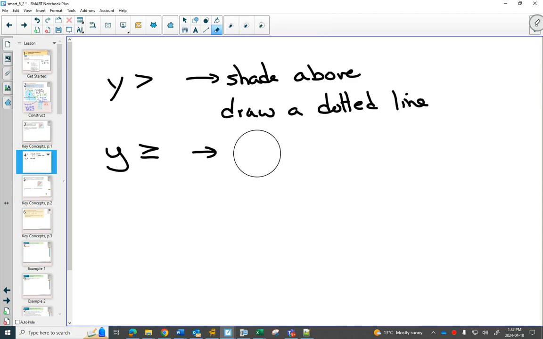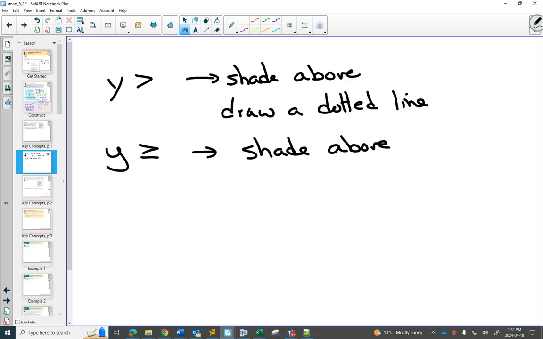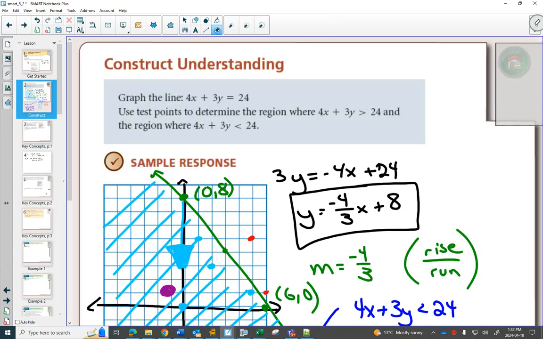We'll still shade above. But this time you will draw a solid line.